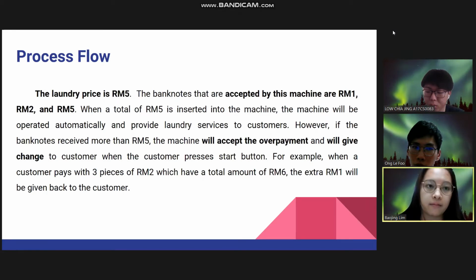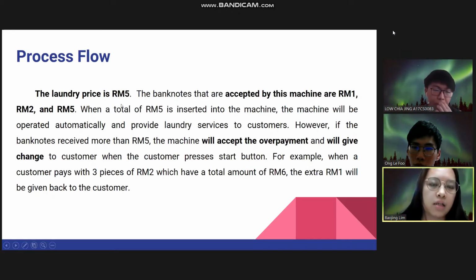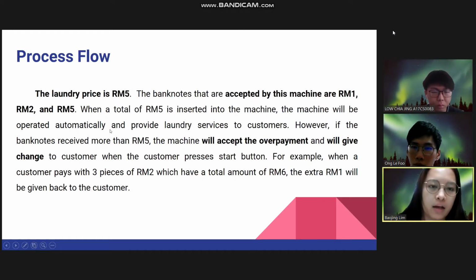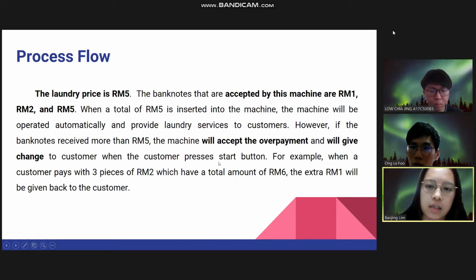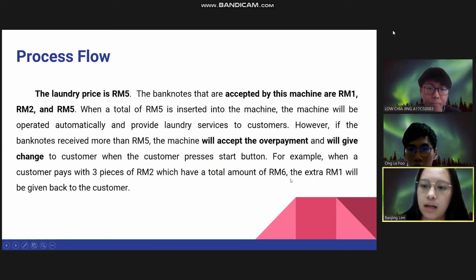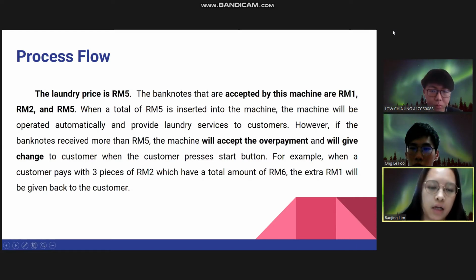About the process flow, the laundry price is 5 ringgit and the banknotes that are accepted by the machine are 1 ringgit, 2 ringgit, and 5 ringgit. When a total of 5 ringgit is inserted, the machine will operate automatically and provide laundry service to the customer. However, if the banknotes received are more than 5 ringgit, the machine will accept the overpayment and will give change to the customer when the customer presses the start button. For example, when a customer pays 3 pieces of 2 ringgit, which have a total amount of 6 ringgit, the extra 1 ringgit will be given back to the customer.